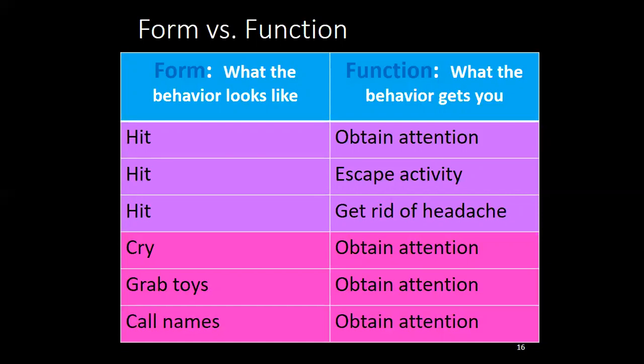We have to obtain attention. If you look at that function, we have 3 different forms. Cry would be to obtain attention. To grab a toy may be to obtain attention. Call names would be another example of how to obtain attention. Therefore, there is no correct intervention or strategy for the behavior of hitting, and there is no one behavior for gaining attention or avoiding work. There are different functions, different reasons for different interventions.